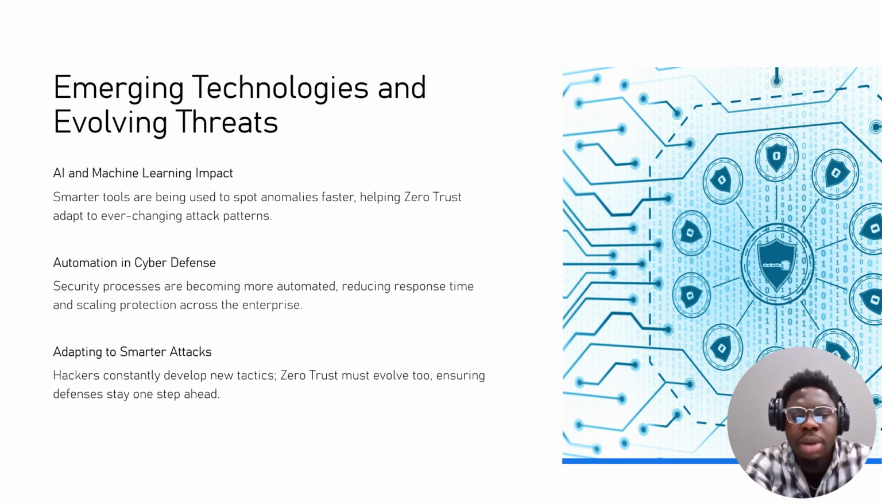Automation in cyber defense. Security processes are becoming more automated, reducing response time and scaling protection across the enterprise. Adapting to smarter attacks. Hackers constantly develop new tactics. Zero trust must evolve too, ensuring defenses stay one step ahead. We need to try to stay ahead of these guys because they're growing with the times. They're utilizing everything at their disposal. So we also need to stay one step, two steps ahead of them.